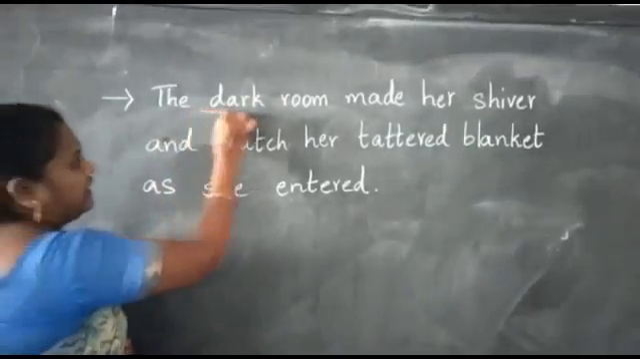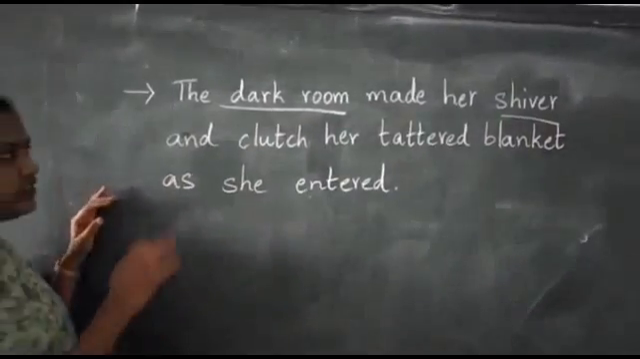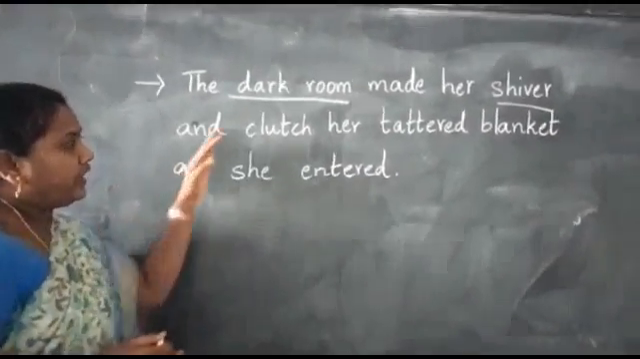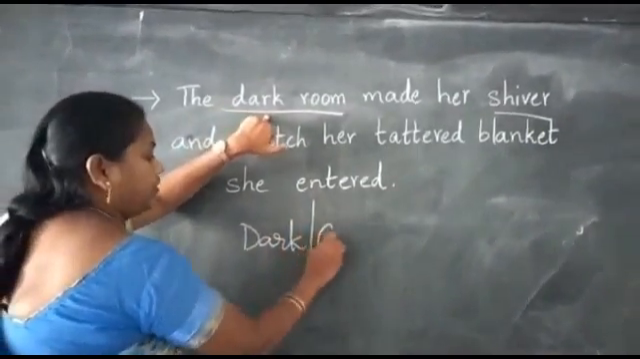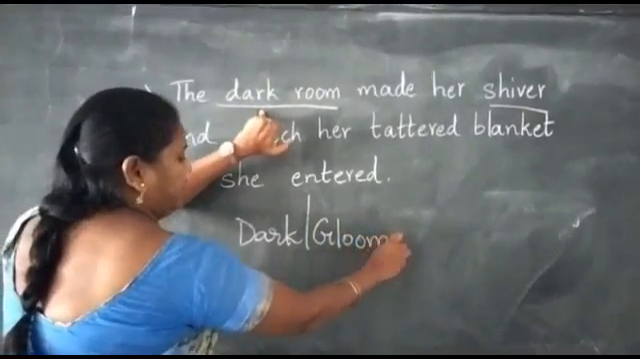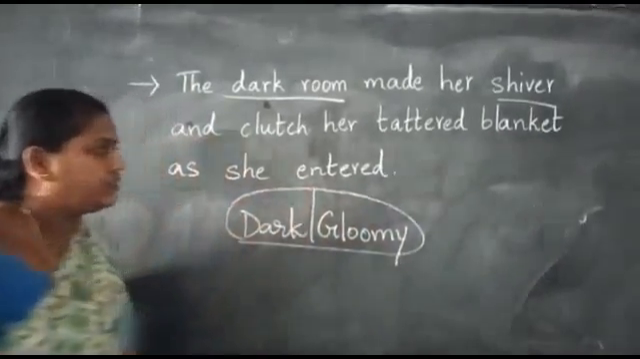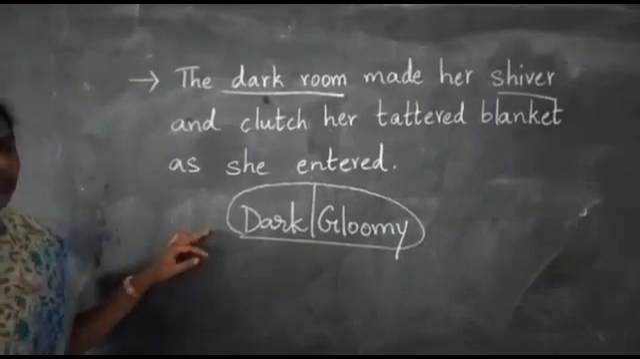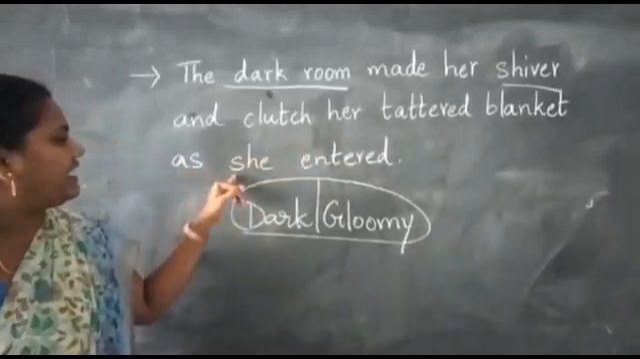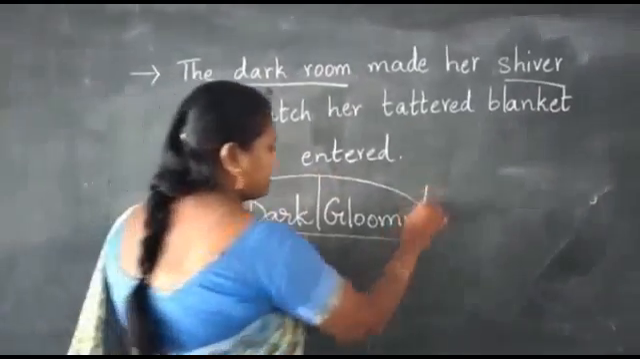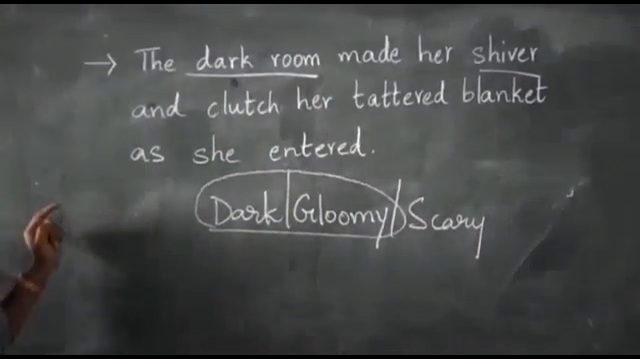See here the words. The dark room. Shiver. These are the words which tell the tone of the poem. Dark room, that means dark is the tone of the poem. Gloomy also you can say. These are the words, tone of the poem. Okay. See, the dark room made her shiver and clutch her tattered blanket as she entered. We can say scary also, right? Dark room. If you enter in a dark room, you will be scared.